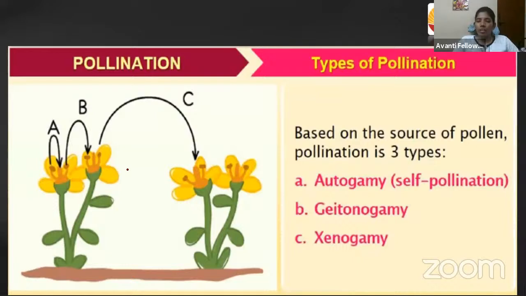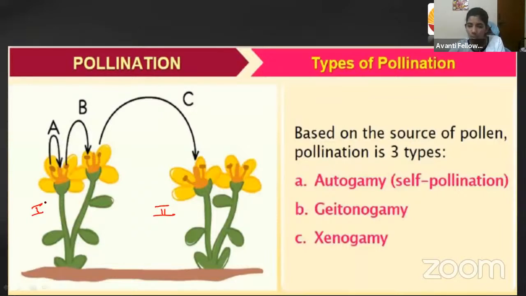Okay, so next is geitonogamy. Geitonogamy means transfer of pollen grain from the anther of the flower to the stigma of the female flower, or stigma of the other flower of the same plant. You can see here, this is plant one, this is plant two. Here a pollen grain is formed from the anther, and that is going to reach the stigma of the other flower, but both flowers are on the same plant, right? So this is what is called geitonogamy.